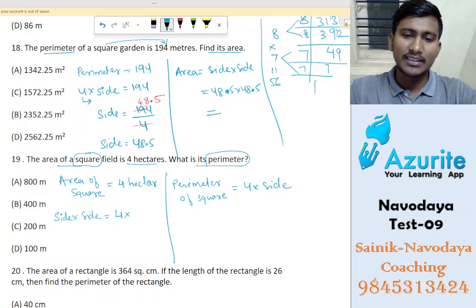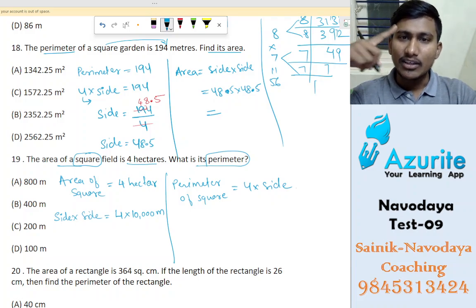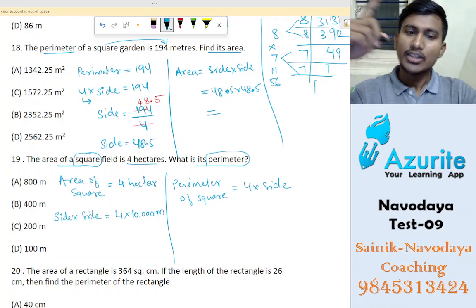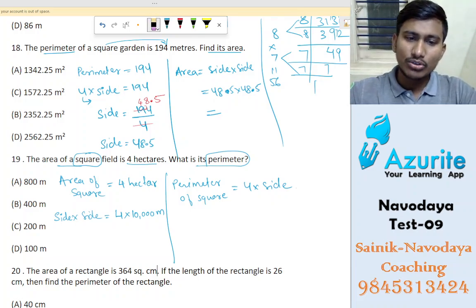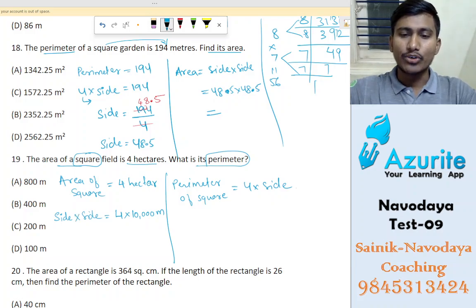1 hectare means how many meters? 10,000 square meters. Okay. So side into side will be how much? 4 into 10,000. 4 into 10,000 will be 40,000. Okay? So it will be 40,000 meter square.